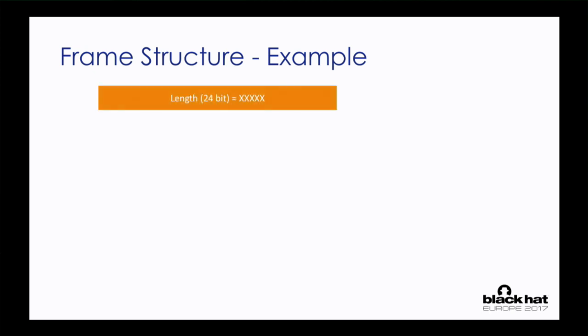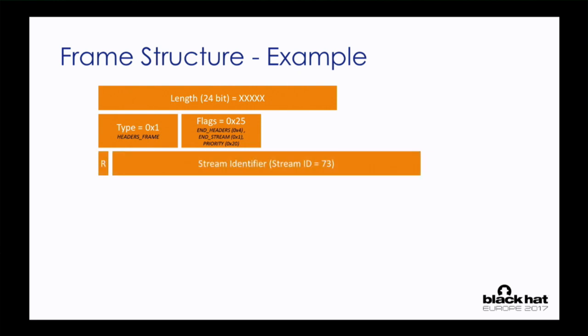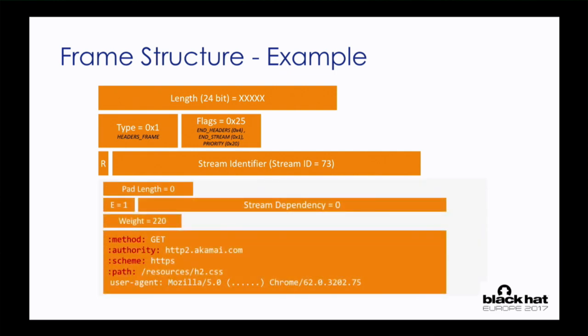Let's look at an actual example. So, as I've said, the first 24 bits would denote the length of the payload. The next byte or 8 bits would show that this is a headers frame, in this case, hex notation of 1. In the next 8 bits, we have some flags turned on, headers, priority, and so on and so forth. Then the reserved bit, the stream ID, and this is the actual frame payload. I'm sorry you can't see the gray background.